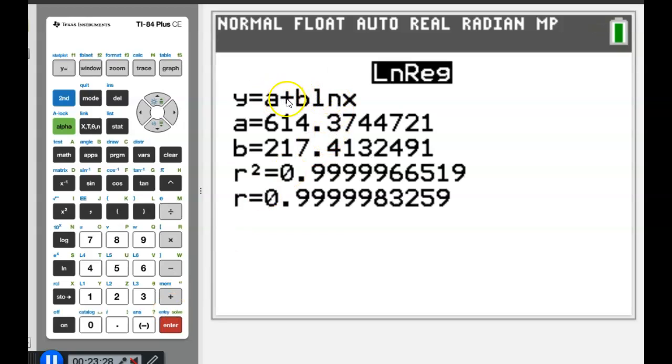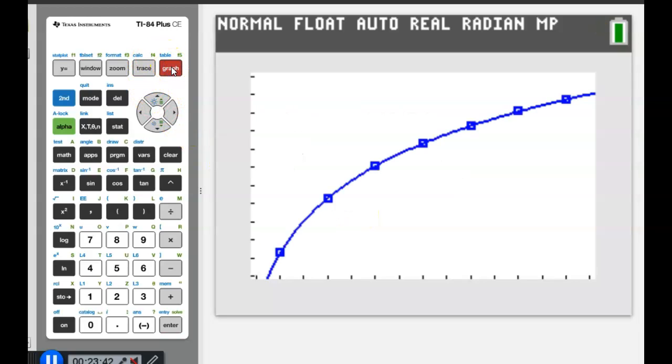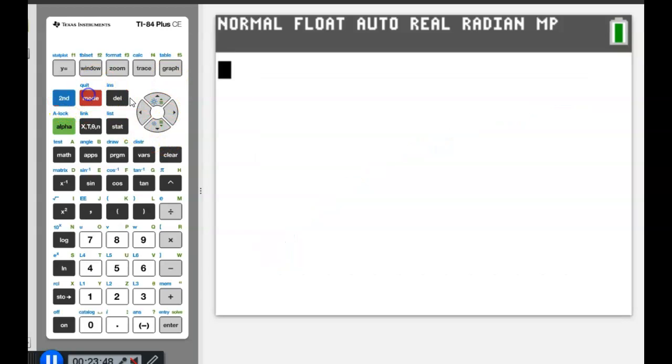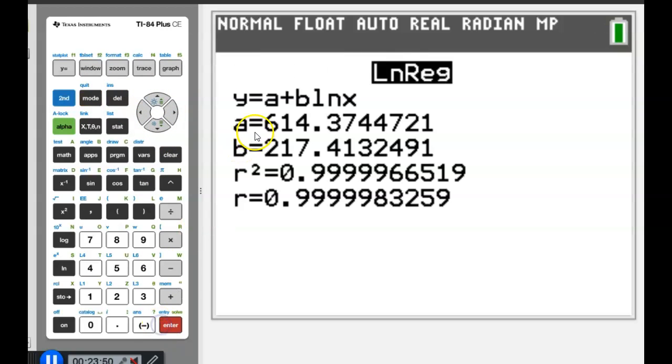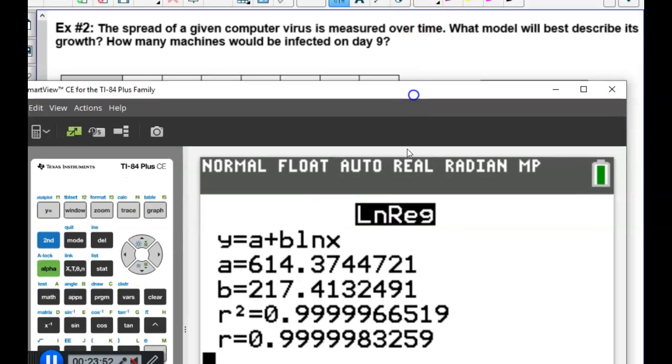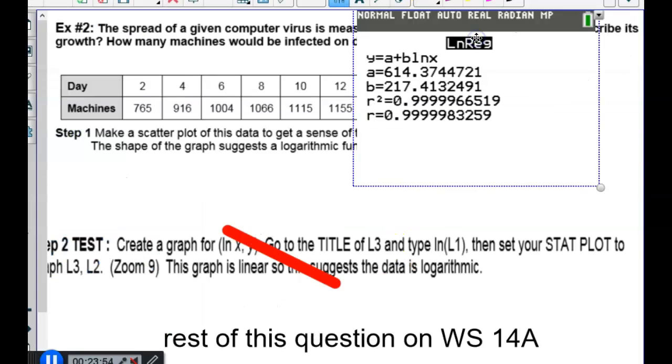It's a plus b times the natural log of x. So a is a shift up or down, and b is a stretch of a logarithmic function. It does give us an R value, and it is a very good fit. It hits all the dots, right? So let me go back to there and put this on so we can write it down.